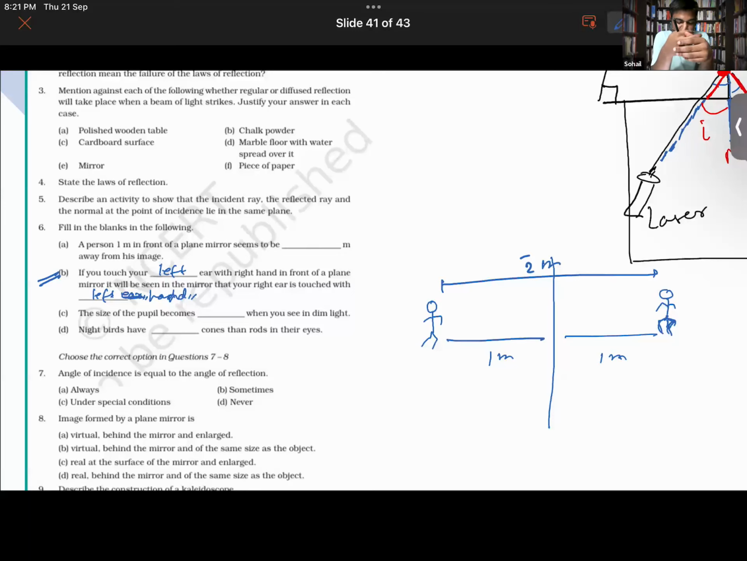So they will be having lesser cones. Exactly. They will be having a fewer amount of cones. Yeah. Good.